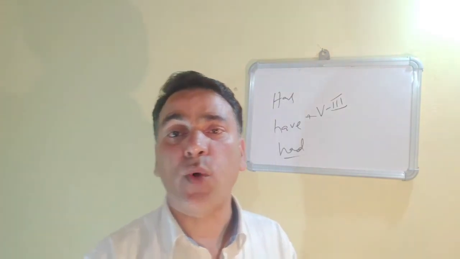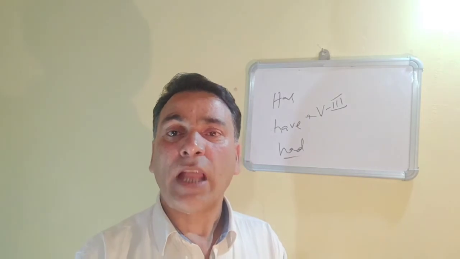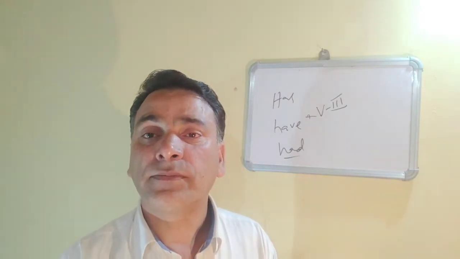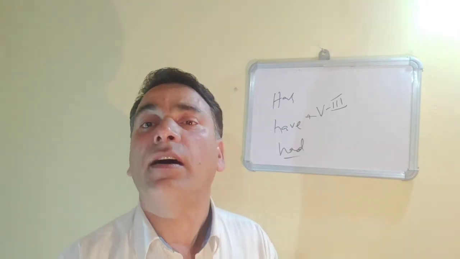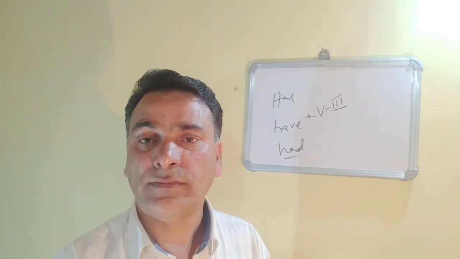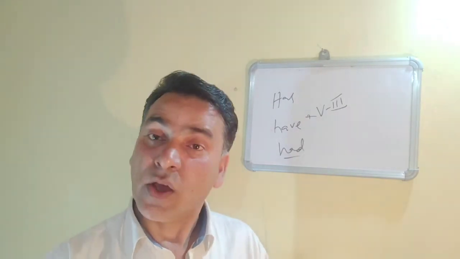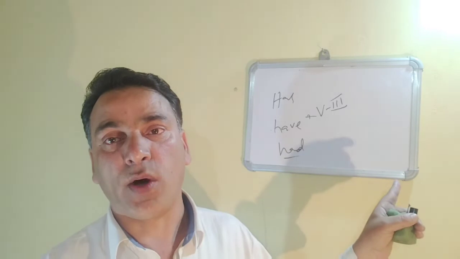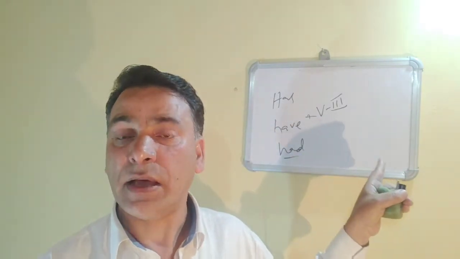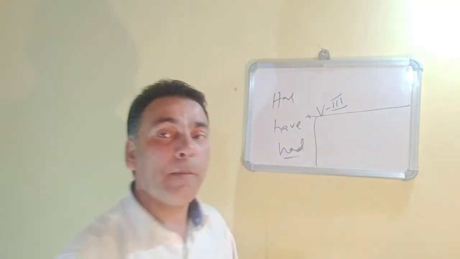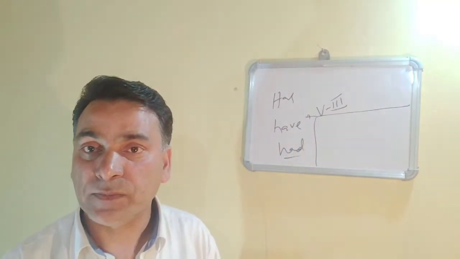He has finished the work. I have eaten food. He has written a letter. They have finished their work. So when they have the third form of the verb, they'll function as auxiliaries, primary auxiliaries, helping verbs, or when they fall in perfect continuous tense.